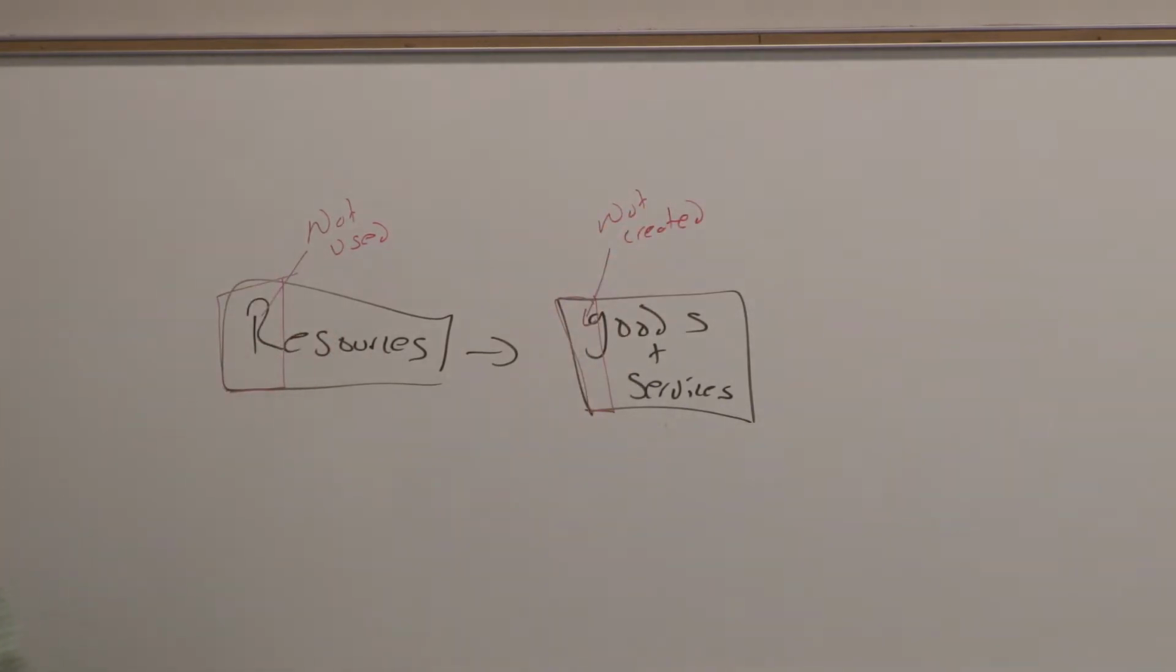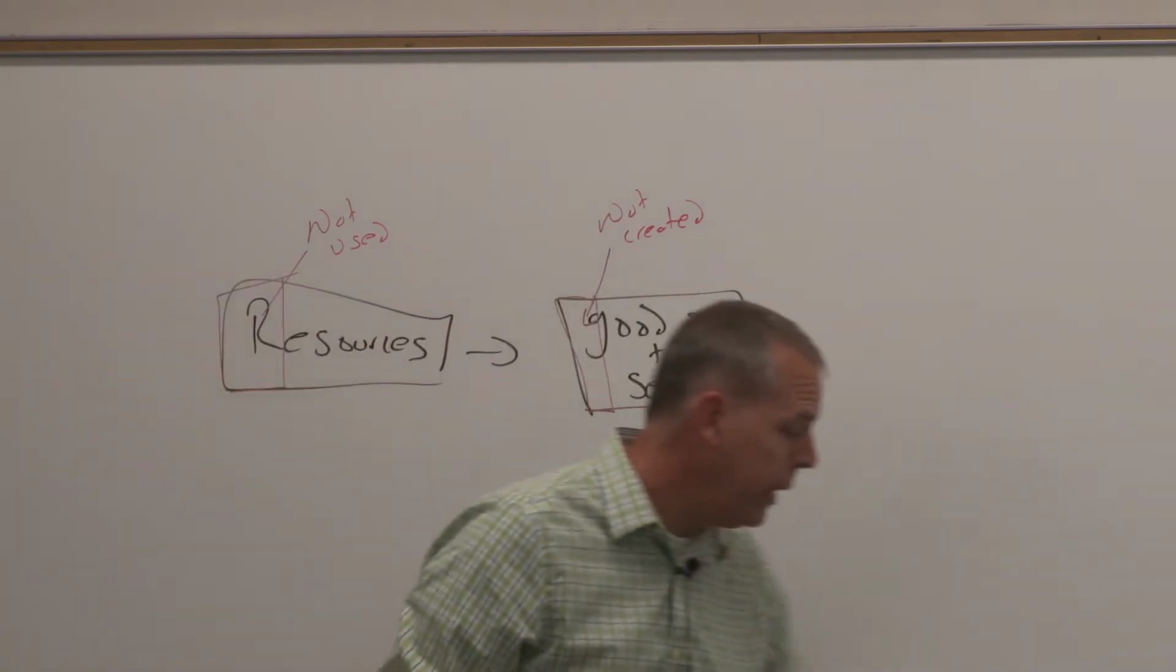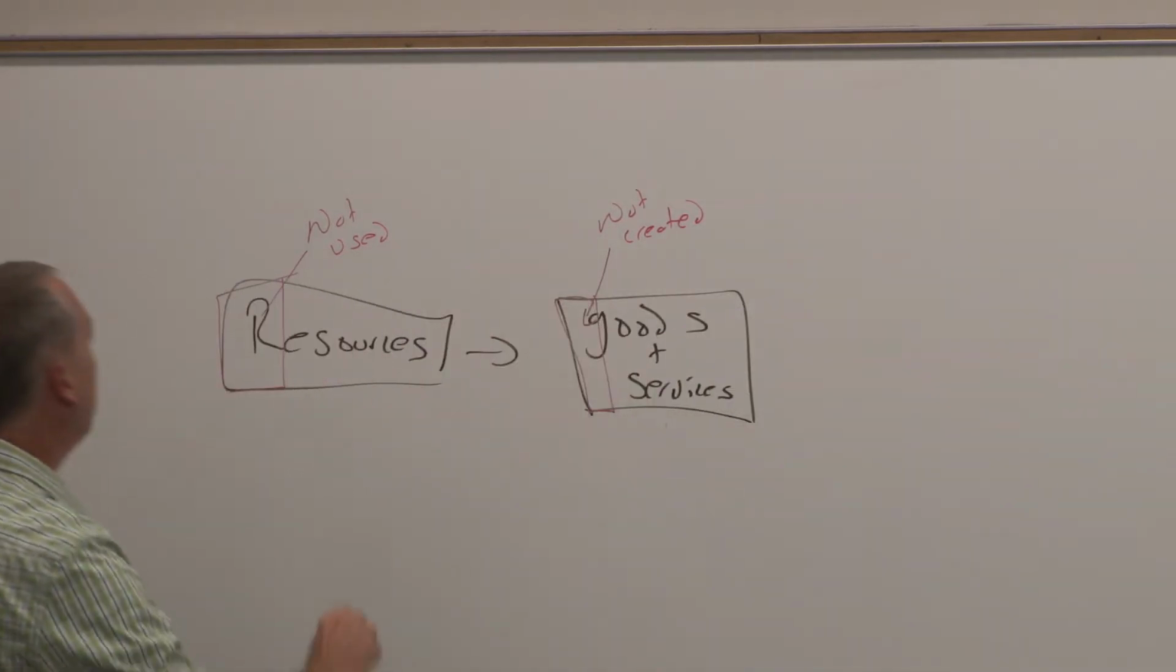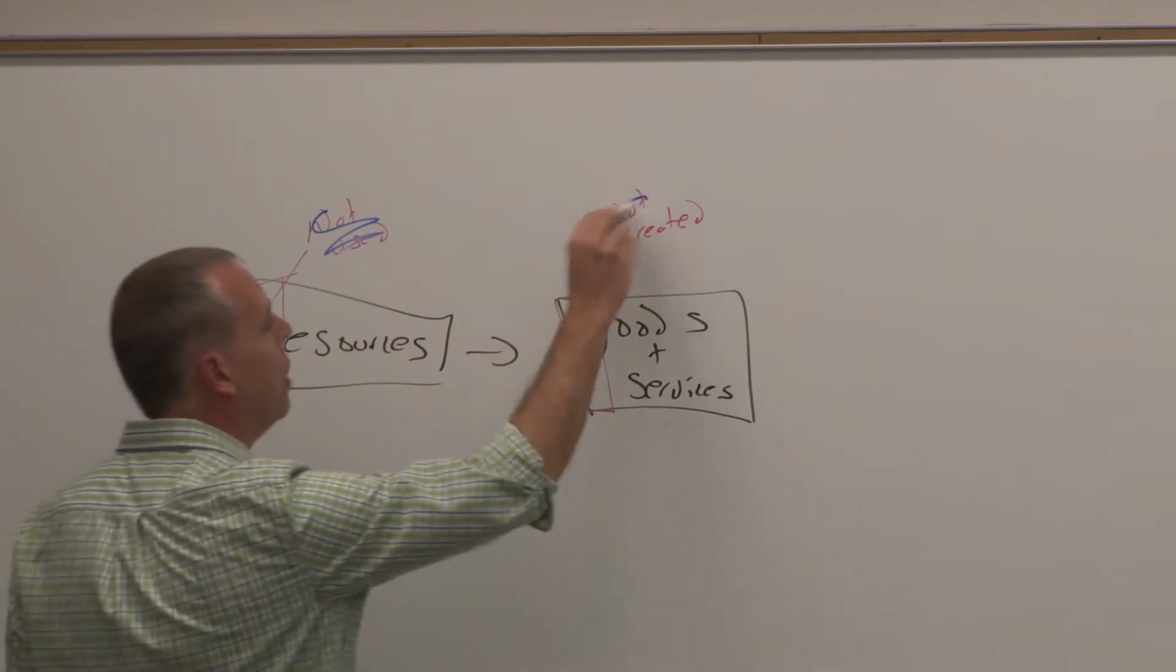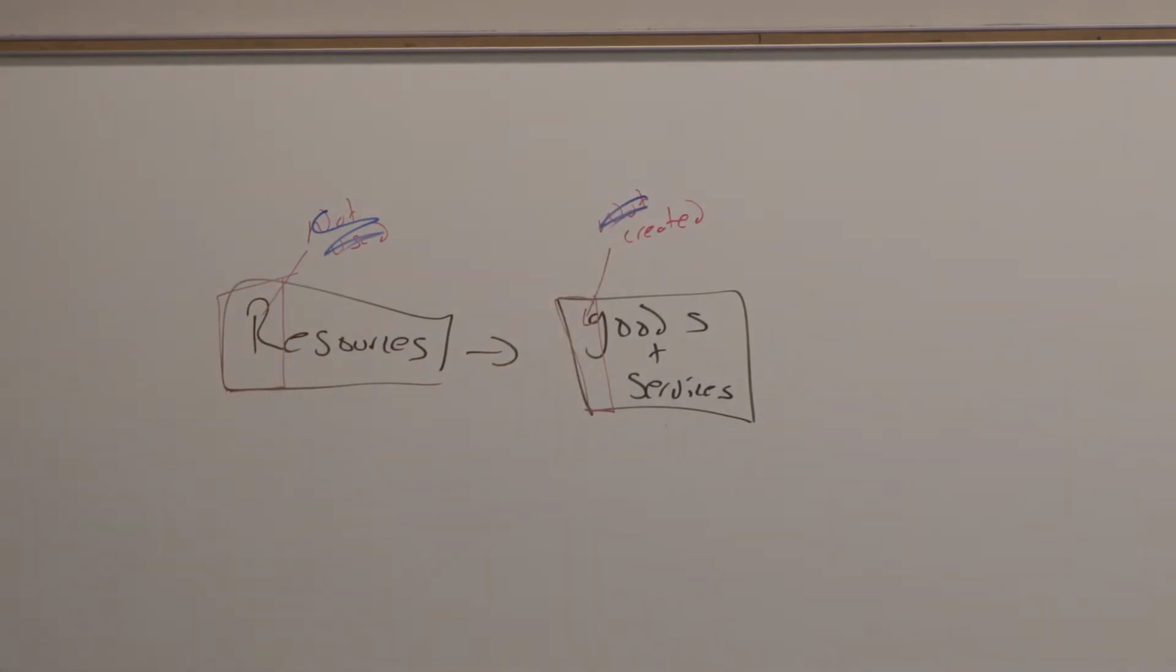Is that obvious? If we have resources that are not being used, there's going to be stuff that's not being made, right? Because we can't make goods and services out of thin air. We're not God. We have to have resources to make those goods and services. The problem is that even if we do wind up using all of these, we're still going to have a limited amount of goods and services to produce. That's just the way it is.